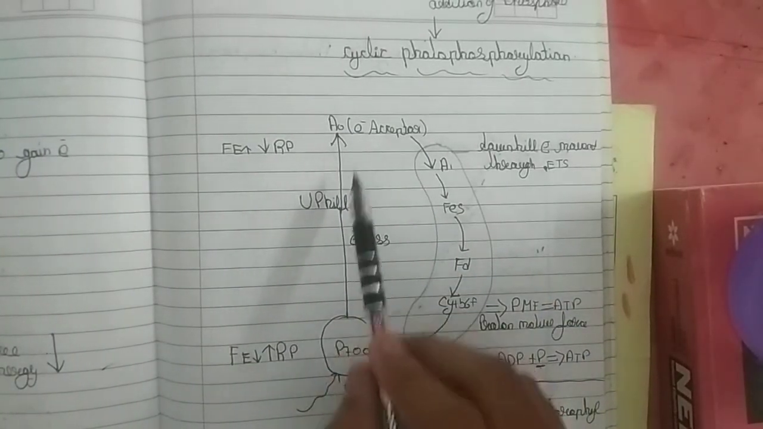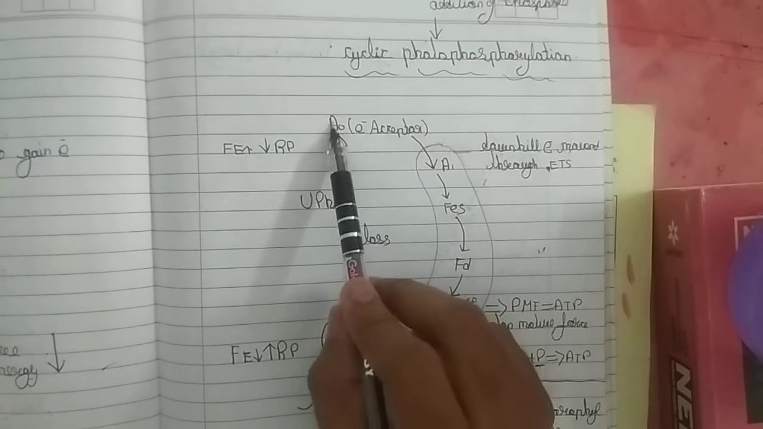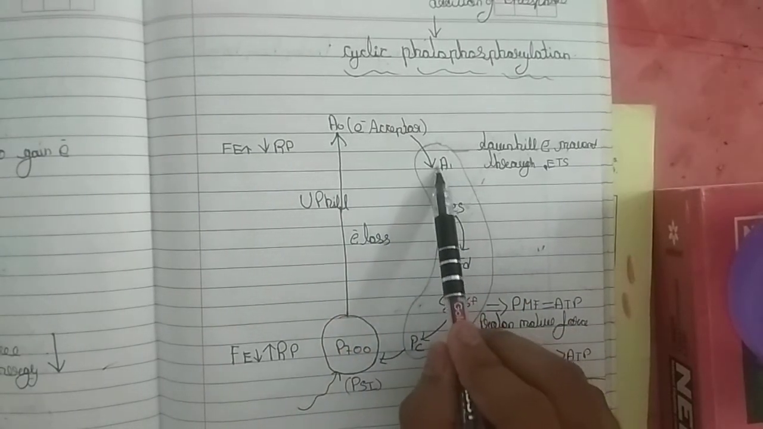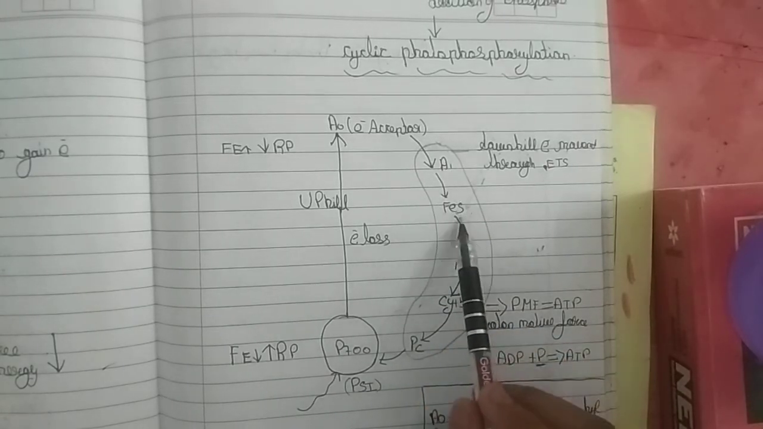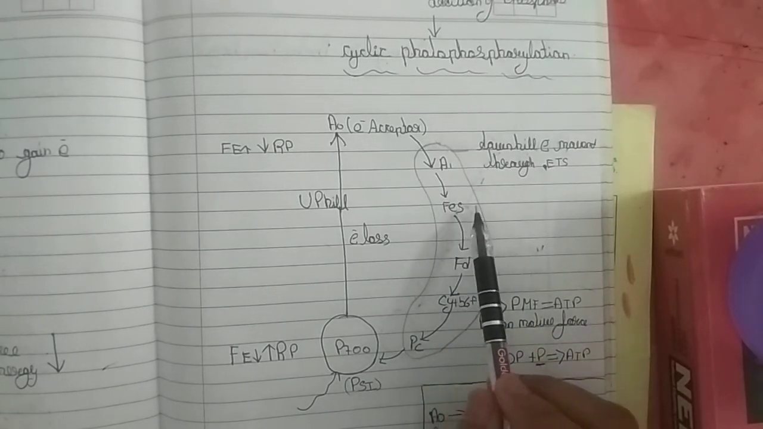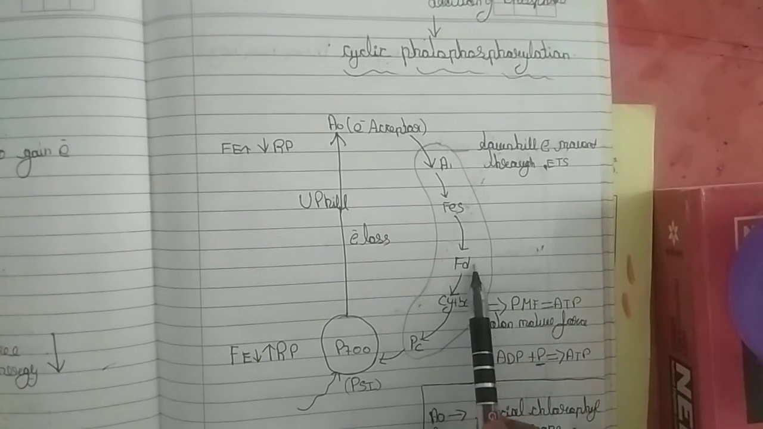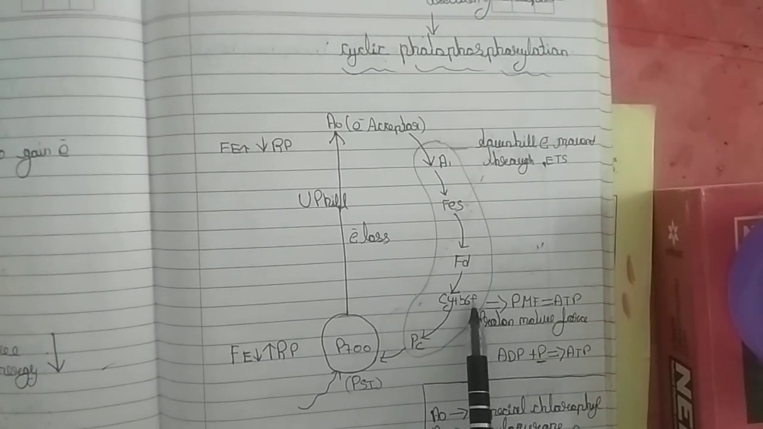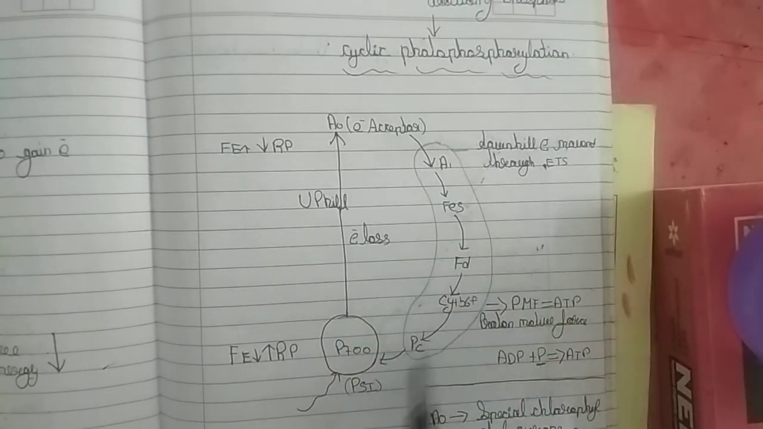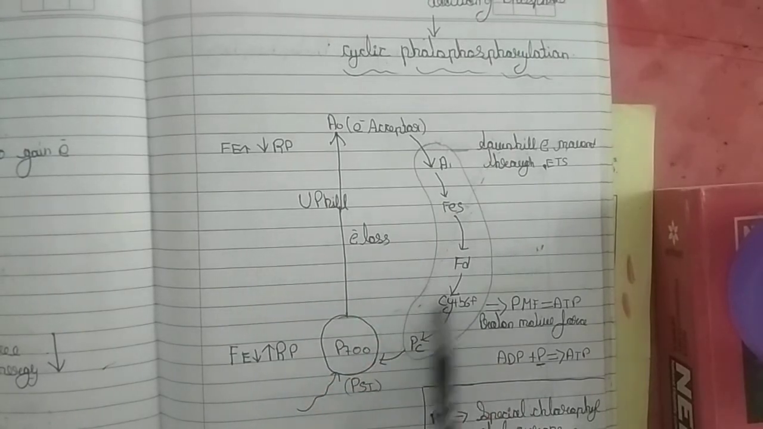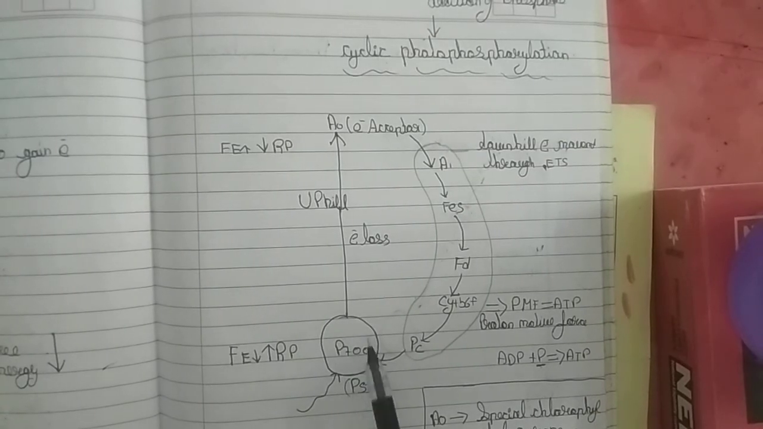Now the electron accepted by the primary electron acceptor is transferred to A1, then A dash, then FeS, that is iron-sulfur protein, then Fd, that is ferredoxin, then cytochrome b6f, then plastoquinone, and then again it comes back to photosystem 1. This is called a cyclic process. The cyclic process involves photosystem 1, having a wavelength of 700 nanometers.